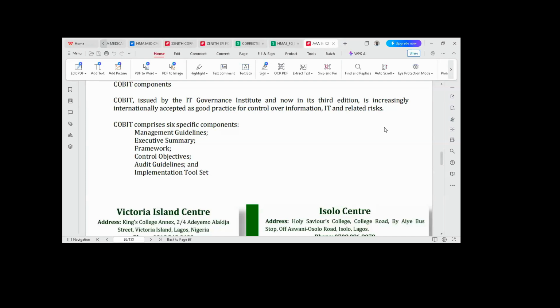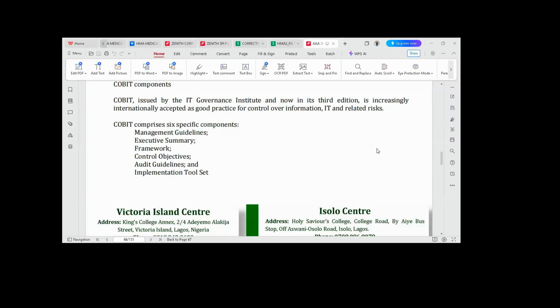You have audit guidelines. Audit guidelines means that after this has been installed, there should be room where the system can be audited. Audited in such a way that it is easy for somebody that is IT inclined to log in from the back end and check if everything is in order or not.